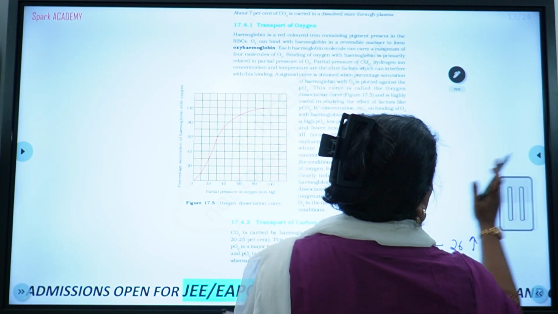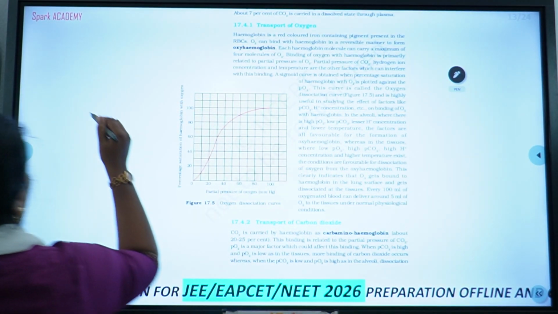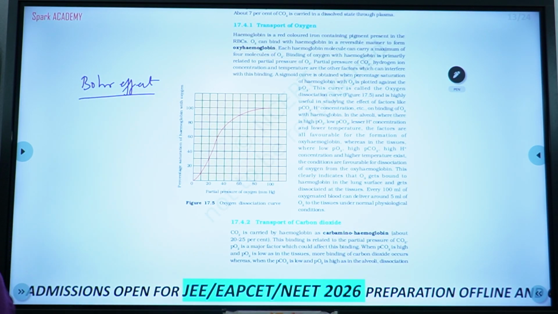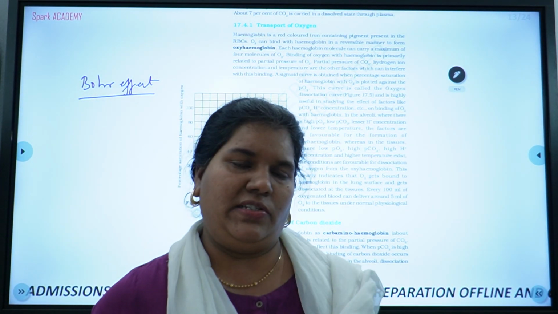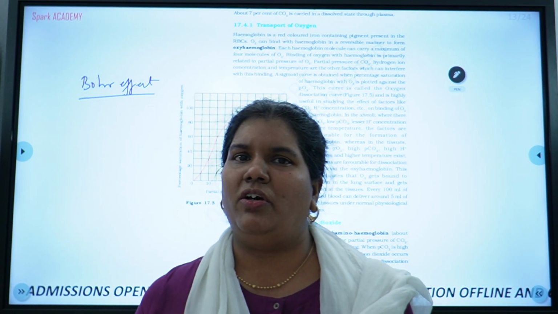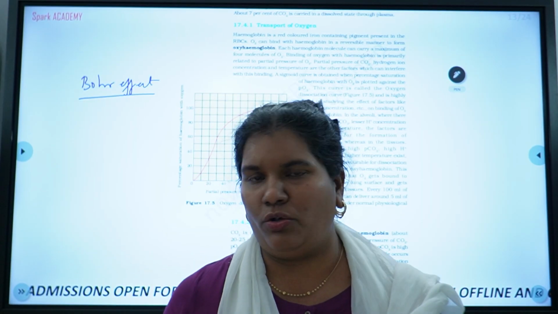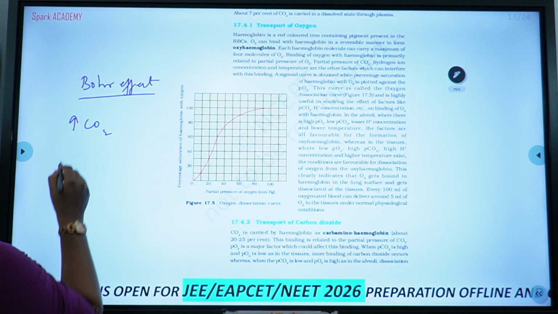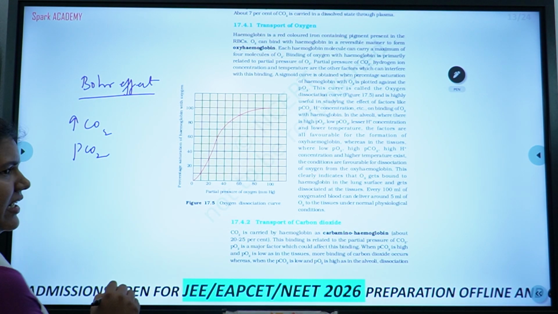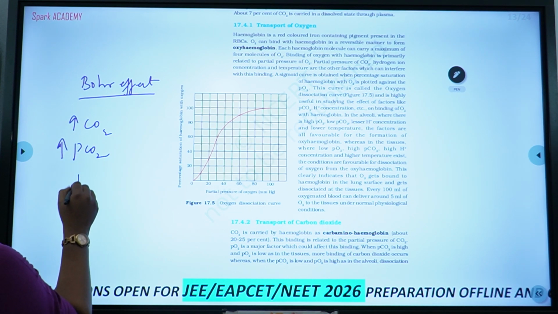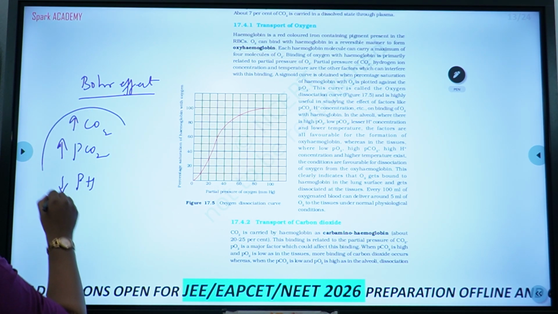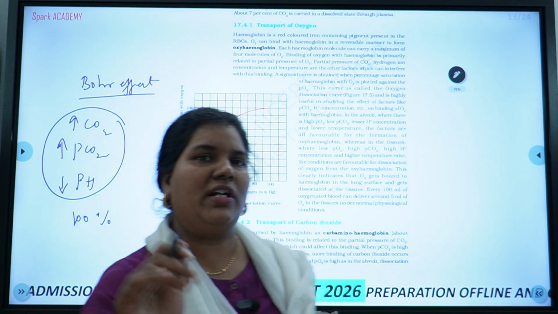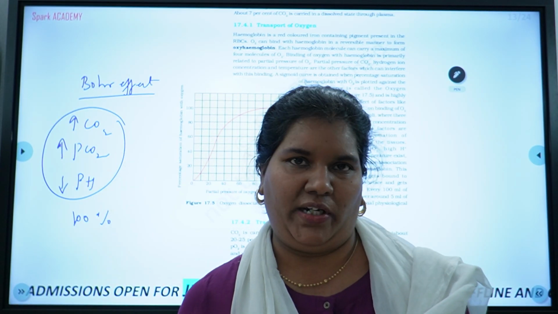Okay, and then let's learn about Bohr's effect. There is another effect which is called Bohr's effect. What is Bohr's effect? Concentration of carbon dioxide and partial pressure of carbon dioxide is very important for binding, as you all know. What happens if carbon dioxide concentration increases in our body, or partial pressure of carbon dioxide increases in our body, and let's say the pH is decreasing? In these conditions, 100% binding of hemoglobin with oxygen does not take place. This is called Bohr's effect.